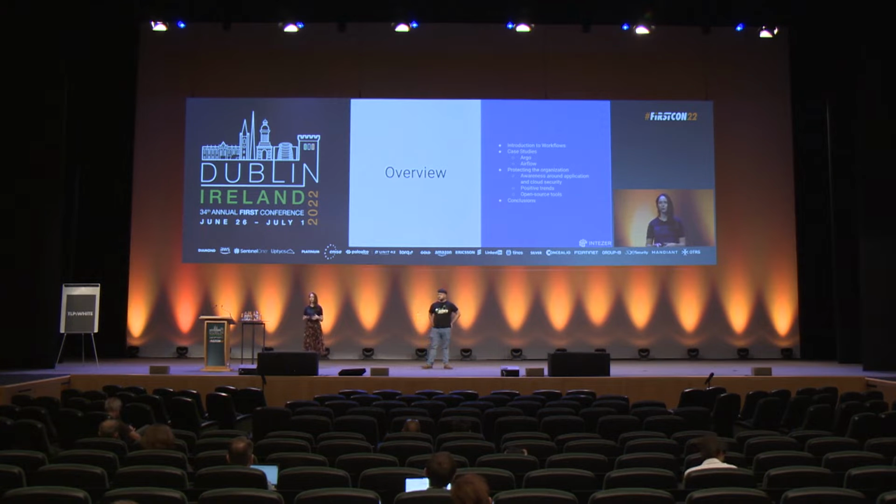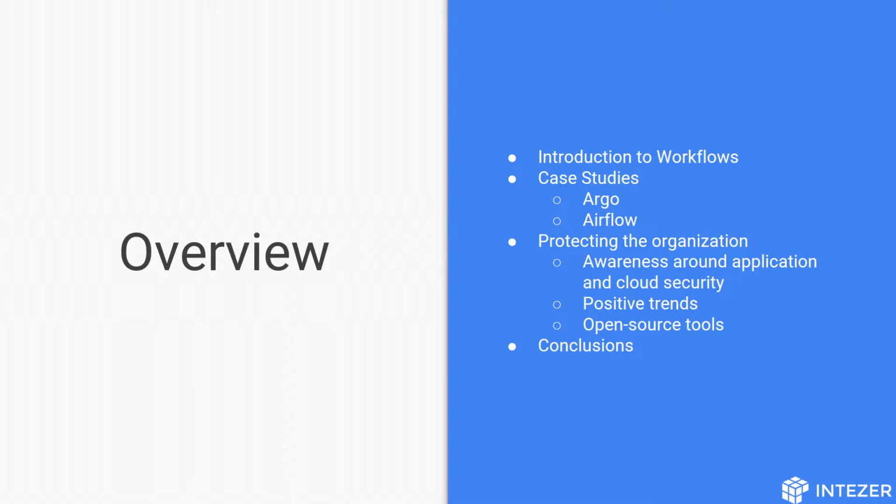So today we're going to introduce you to the world of workflows. We will explain a bit what a workflow is, and we will dive into two case studies of workflows, open-source platforms, and how their different features and the misconfiguration of them led to an extensive credential exposure. And we're going to cover some protection methods and tools that you can use to, first of all, verify that your organization is not compromised, and second of all, how to protect your organization.